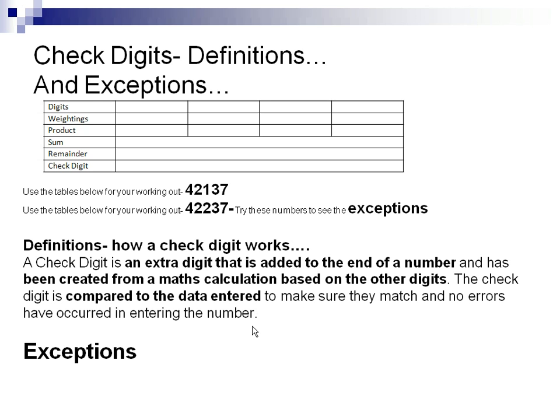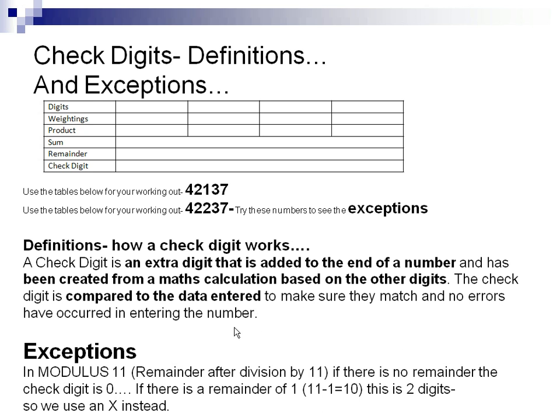The two exceptions that you need to know are these. If the remainder after division is 0, then the check digit is 0. Because 11 take away 0 is 11, and you can't have a check digit of 11, so they write down the check digit as 0. Similarly, if you get a remainder of 1 after the division, 11 take away 1 is 10, which is 2 digits. Because we can't have 2 digits, we use an X instead, and that is quite difficult and something that they may ask you in the exam.